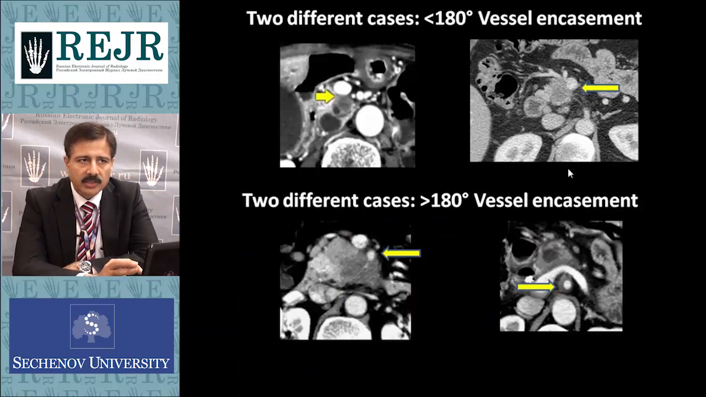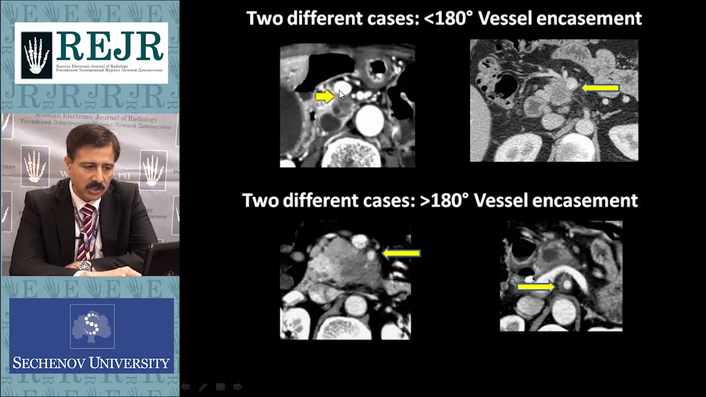So what is the CT criteria to say if a vessel is invaded or encased or not? Basically, we have this principle of less than 180 degree involvement or more than 180 degree involvement. What we have to look for is the interface between the tumor and the vessel. Here, this is the tumor which is hypodense, and this tumor is touching this vessel for less than 180 degree in this case. Again, it is less than 180 degree in this case.